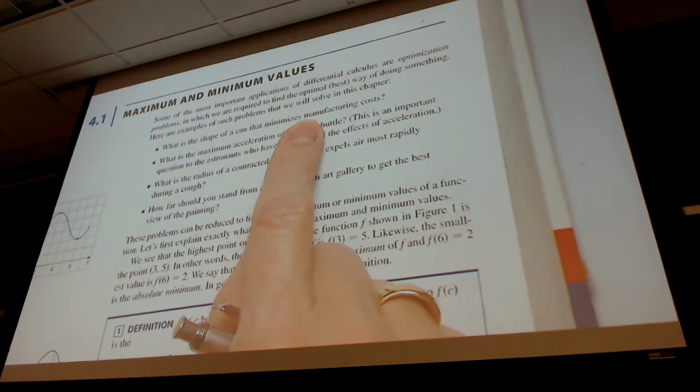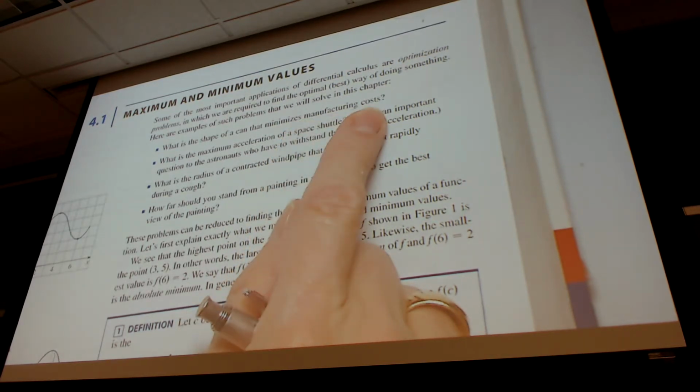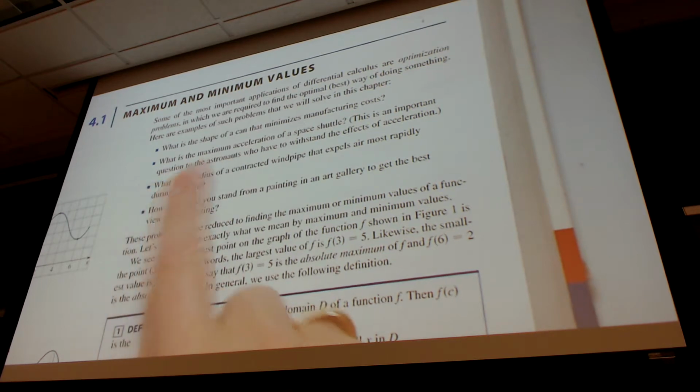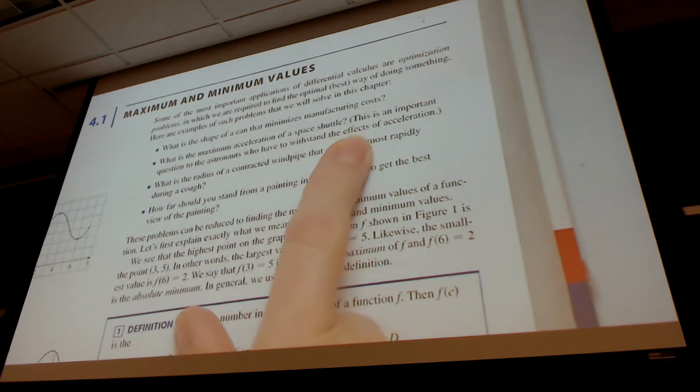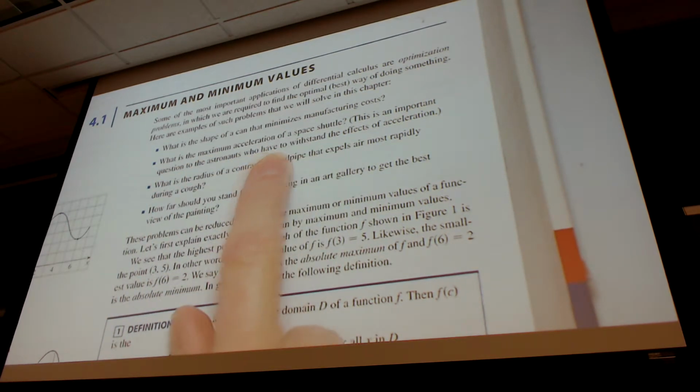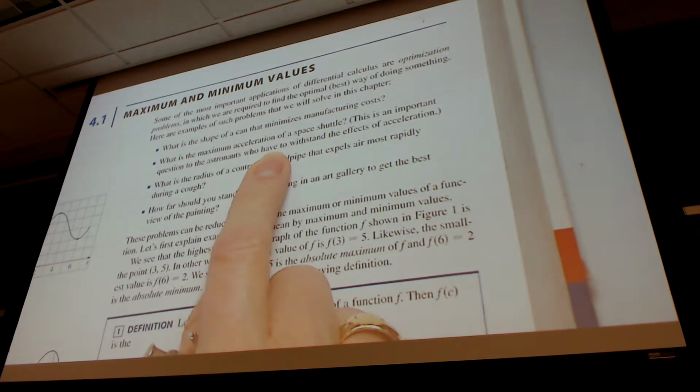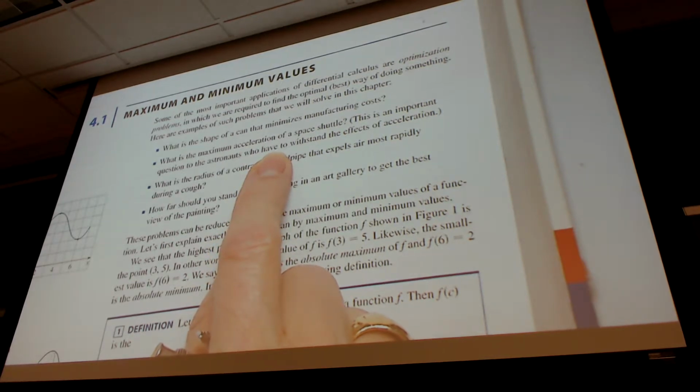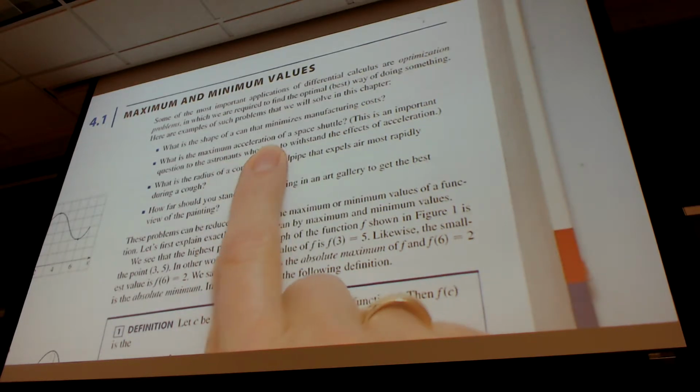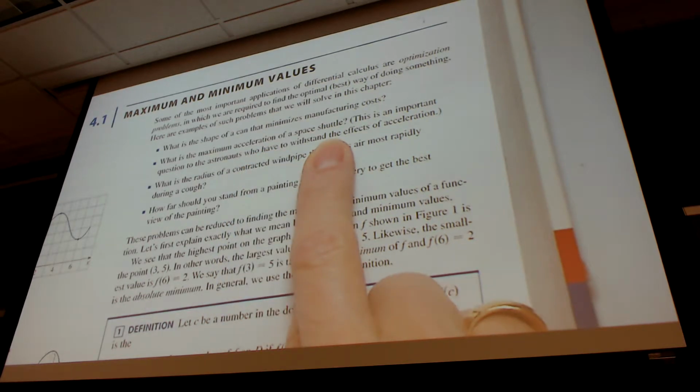All kinds of things are done in order to minimize manufacturing costs and produce bunches of those cans. What is the maximum acceleration of a space shuttle? So, we put humans in space shuttles, right? And so it's not just the machine, but what can we withstand? So we need to know what's the maximum acceleration that people can live through when riding on a space shuttle.